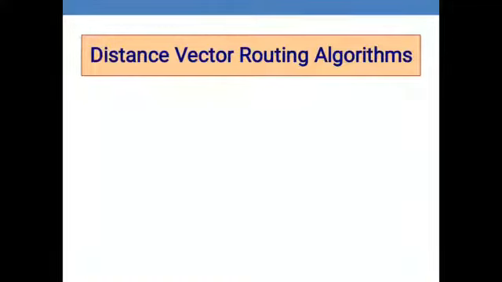Routing algorithms are meant for determining the routing of packets in a node. These routing algorithms are classified into two types: one is static routing, another one is dynamic routing. Here we will discuss the distance vector routing algorithm. This is one example of a dynamic routing algorithm.